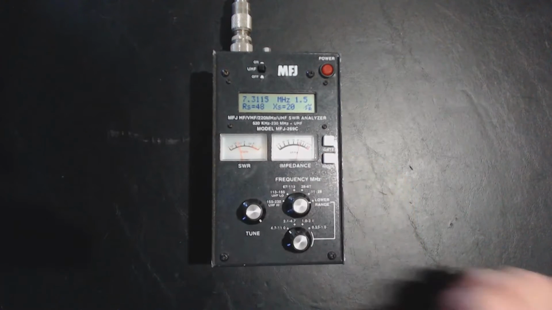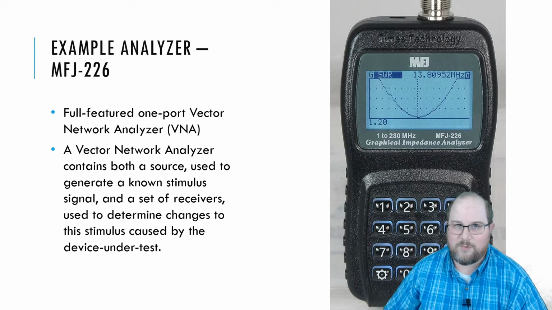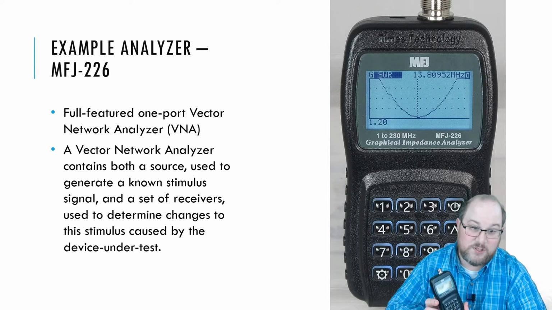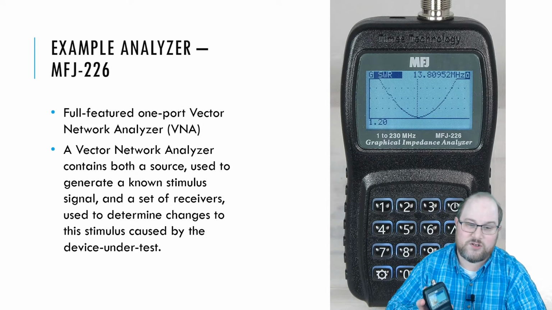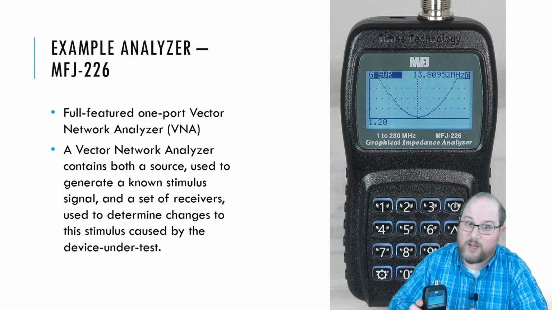It is 1.5. Another type of antenna analyzer is the digital analyzer, and this particular model is an MFJ226. It's also known as a vector network analyzer.